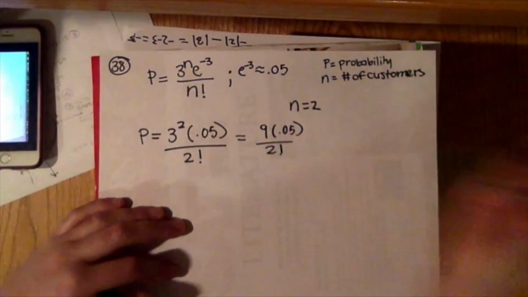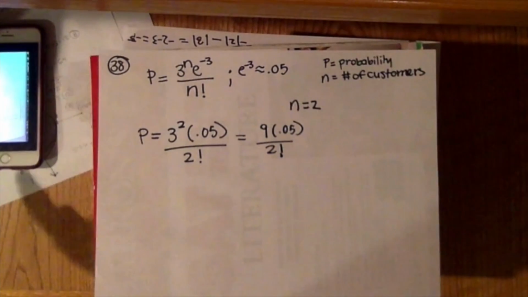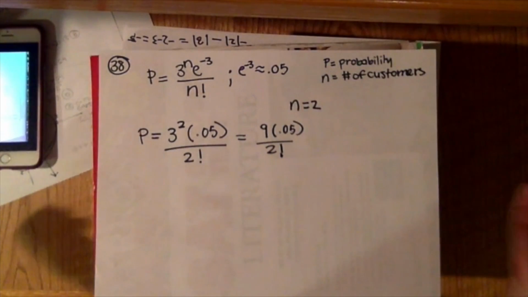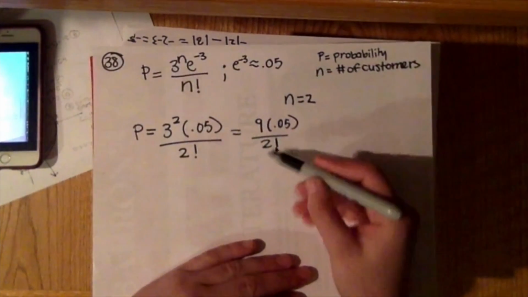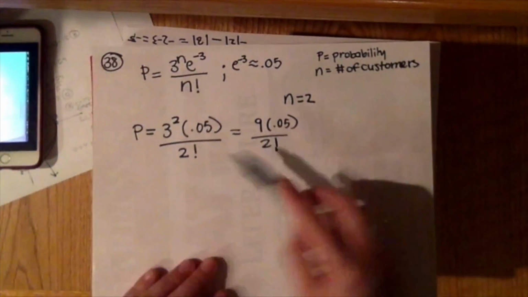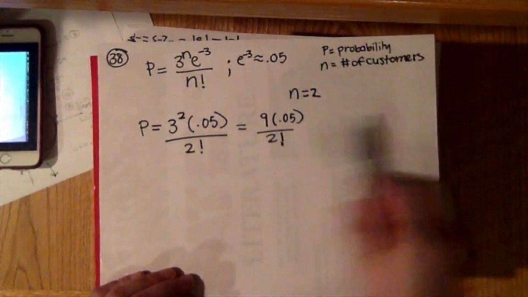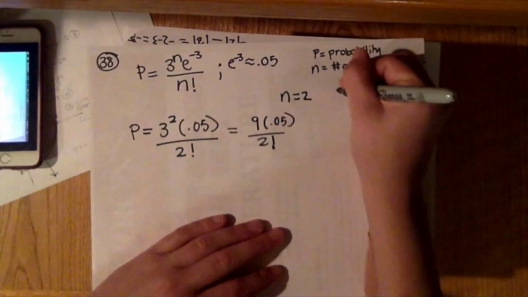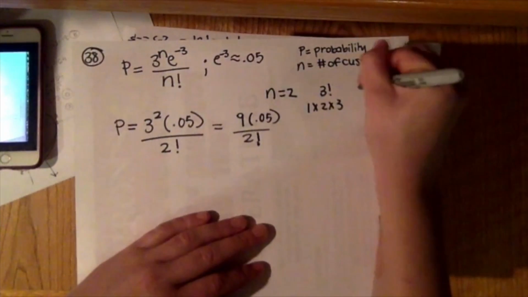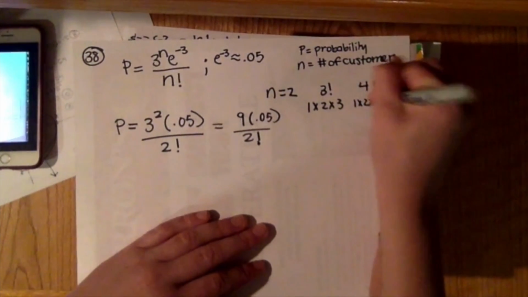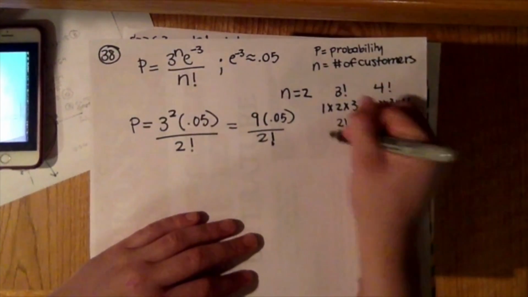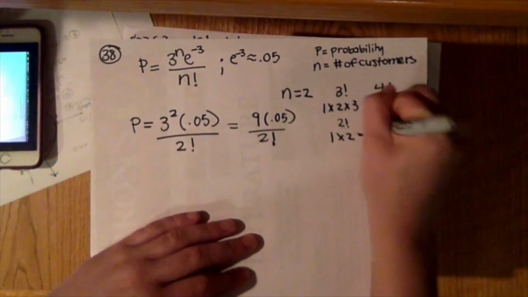Okay, so maybe you've seen factorials before, maybe you haven't. I know I had never seen factorials before I took standardized tests, so don't freak out. All it is, you take that number you have and you multiply it by all the numbers that come before it starting at 1. So what I mean by that is, for example, 3 factorial is 1 times 2 times 3. And 4 factorial would be 1 times 2 times 3 times 4, and on and on. So 2 factorial is simply 1 times 2, or 2.